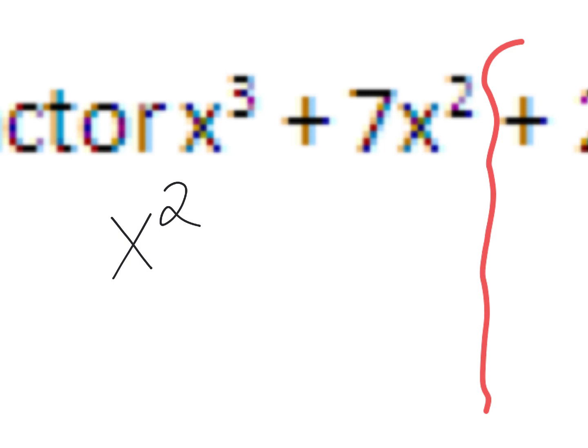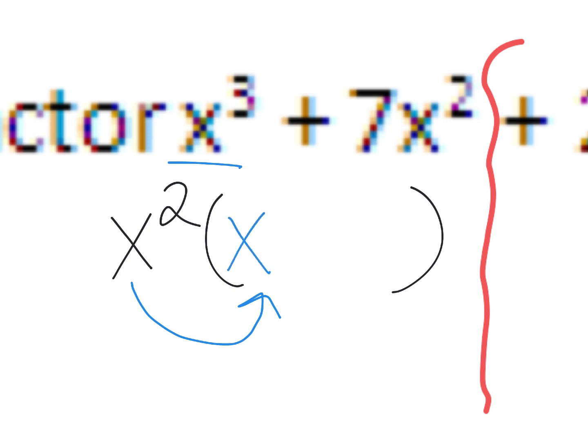They only have 2. And then, this is the part where we do the distributive property in reverse. So you ask yourself, x squared times what gets you back to x cubed? It is an x. Good job. And I'll bring down my plus. And then I have to ask myself, x squared times what gives you 7x squared? It is a 7.